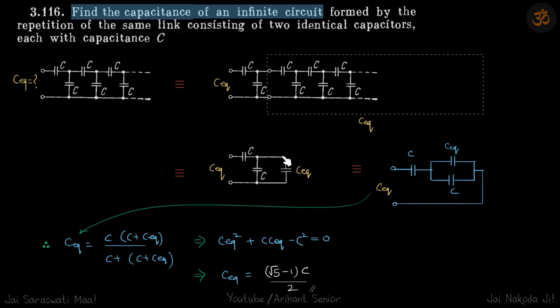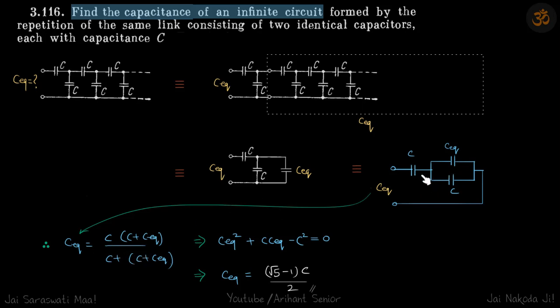So this part I can replace with a C equivalent here, and here of course the final capacitance between these 2 points is C equivalent. So now we can arrange this in a nice manner. These two will be in parallel and C is in series to both of them. And now we find C equivalent by our standard method.